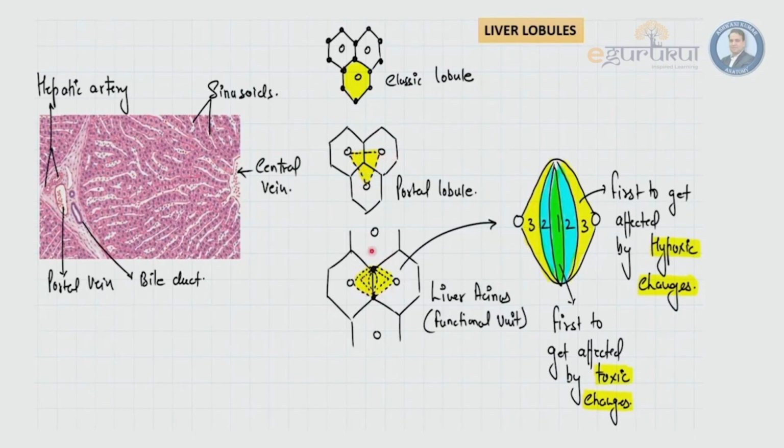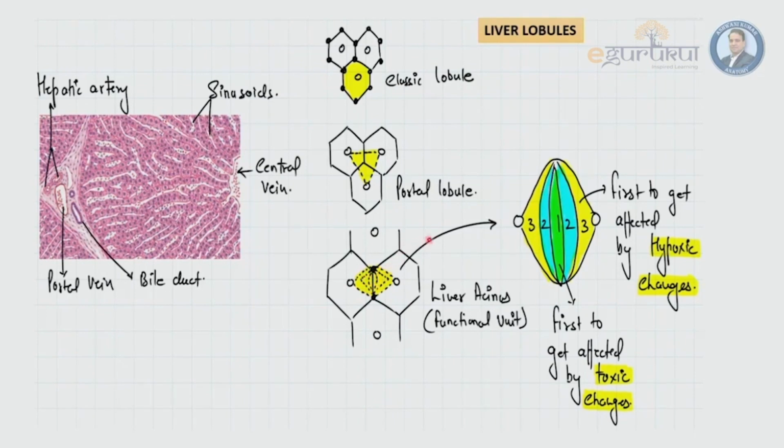And number three, the one which is more practically used, is also called the functional unit of the liver. They ask this question also. Functional unit of the liver is what? That is called the liver acinus. If you connect the two central veins and the two neighboring portal triads with each other, what is in between is called a liver acinus.